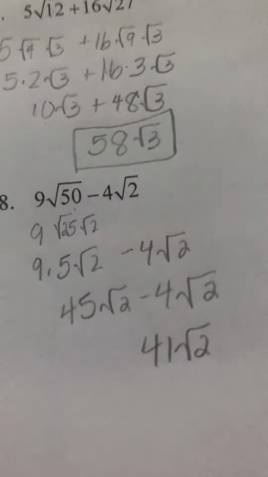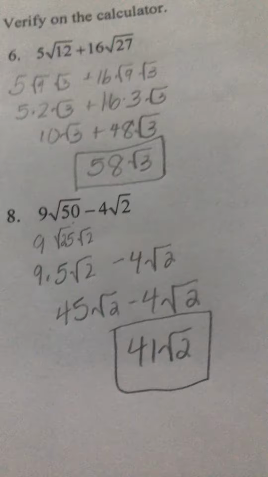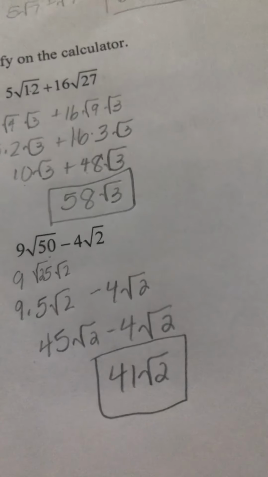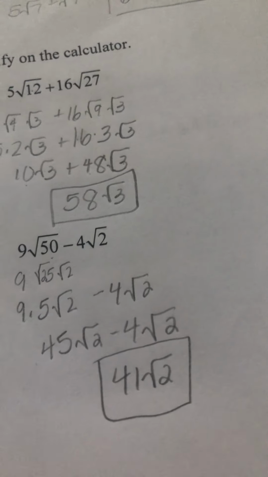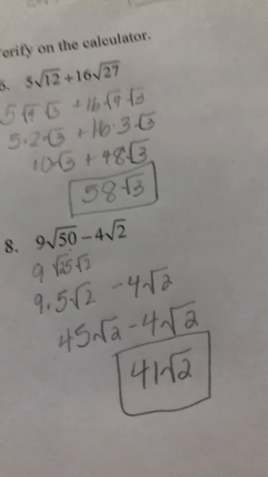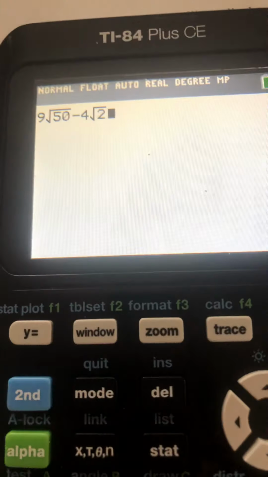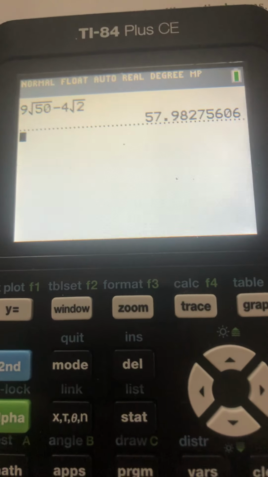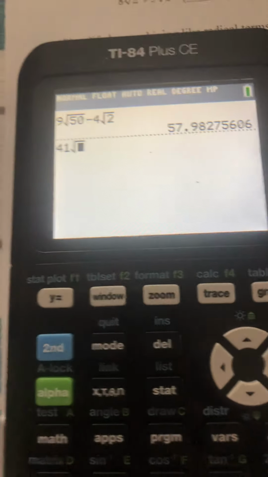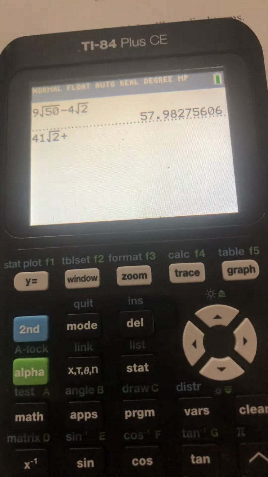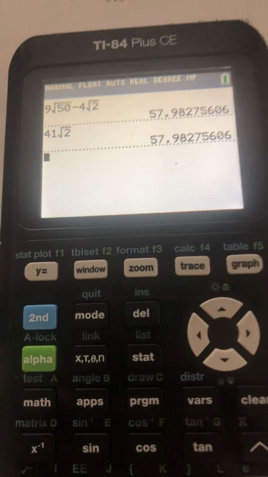Okay, so let's verify this one on the calculator because we haven't done any of these and we should have been doing all of them. So I'm going to type in the original problem. Okay, so there's the original problem. Okay, and then let's type in the answer. We got 41 root 2. Oops, there it is, same answer. So we're doing it correctly.